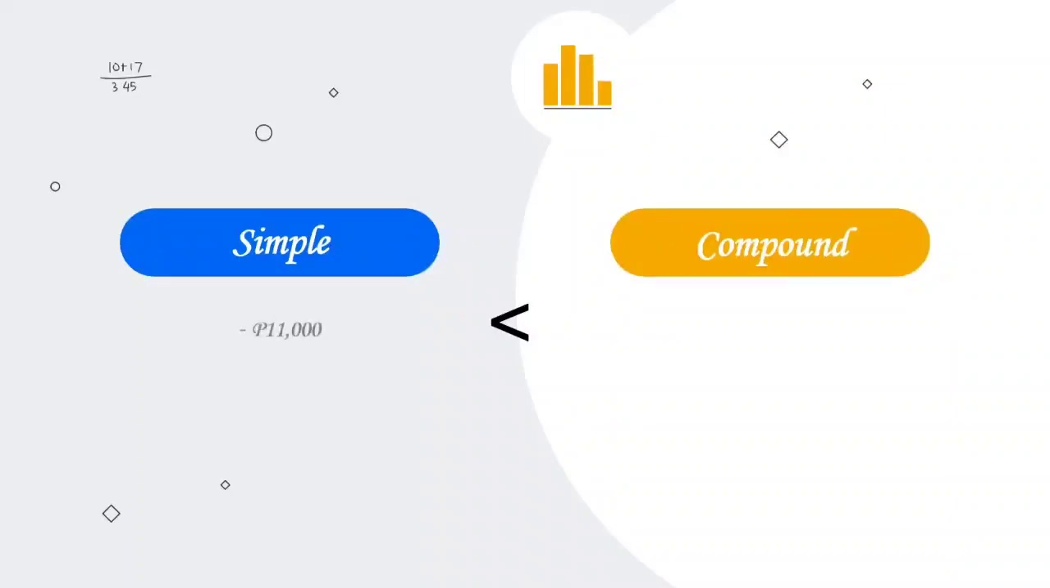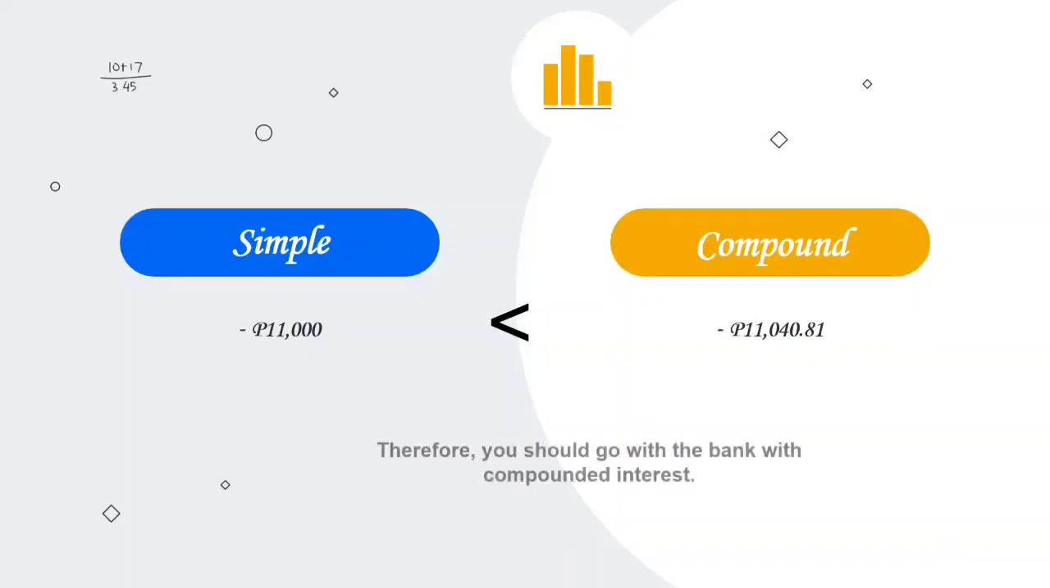So for simple interest, we will have 11,000 pesos. As for compound interest, we will be receiving 11,040 pesos and 81 cents. So therefore, you should go with the bank with compound interest, since compound is greater than the simple interest.